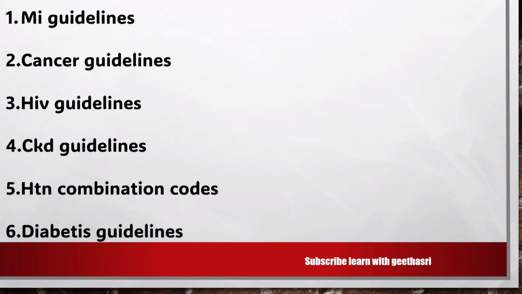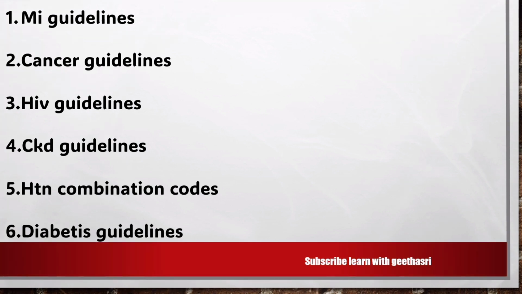You have to be sure about some ICD guidelines. They are MI guidelines, that is myocardial infarction guidelines, cancer guidelines, HIV guidelines, CKD guidelines, hypertension and its combination codes, diabetes guidelines. Regarding this hypertension CKD combination code, you will have so many codes and so much confusion. So practice this to avoid the confusion.